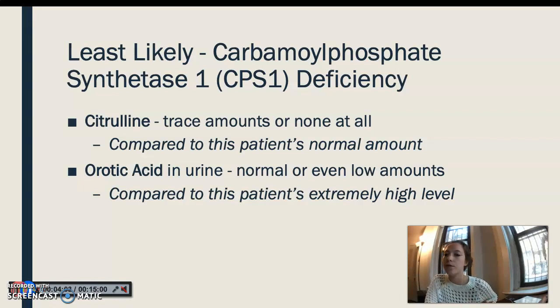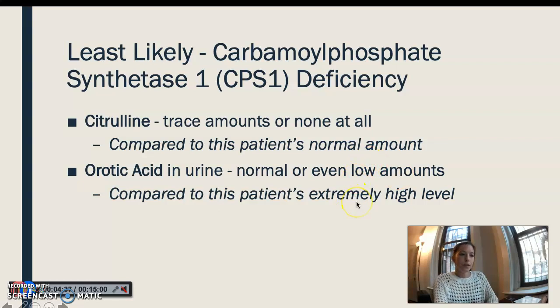In a CPS1 deficiency, there is usually either trace amounts or no citrulline at all present. And in this case, the patient presents on the low end of normal for plasma citrulline concentration. So this leads us to believe that she would not have a CPS1 deficiency. Additionally, and most importantly, in a disorder of the CPS1, there's usually a normal or even a low amount of orotic acid present in the urine. And this is the most telling sign here that the patient's not suffering from a CPS1 deficiency because her orotic acid levels are extremely high.